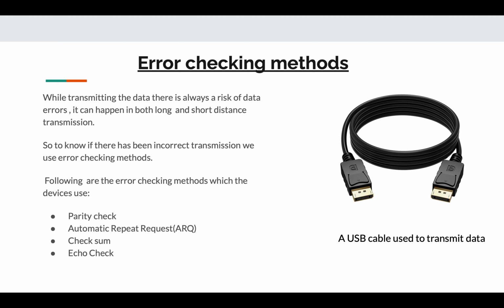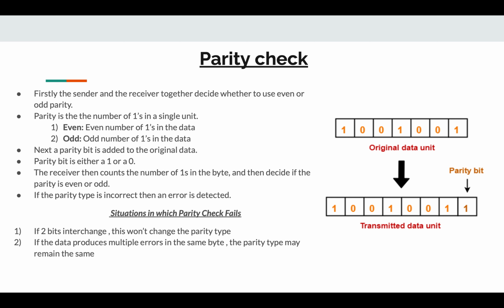Following are the error checking methods which we use. First, parity check. Second, ARQ or automatic repeat request. Third, checksum. Fourth, echo check. So let's start with parity check.